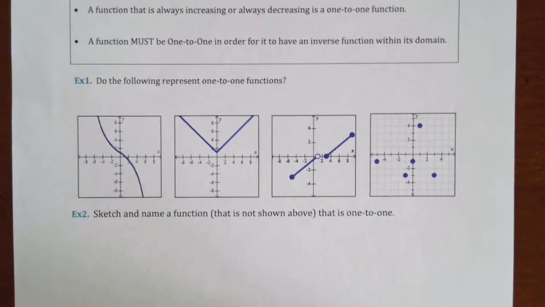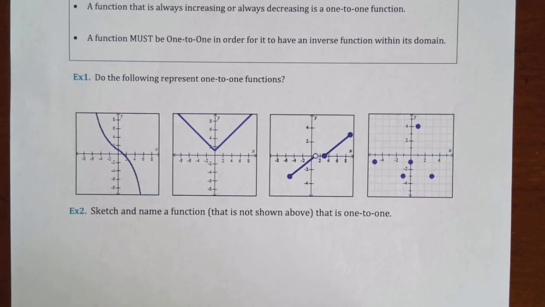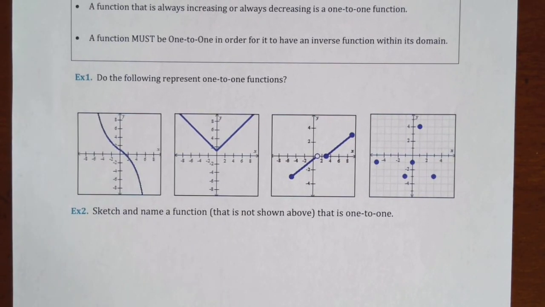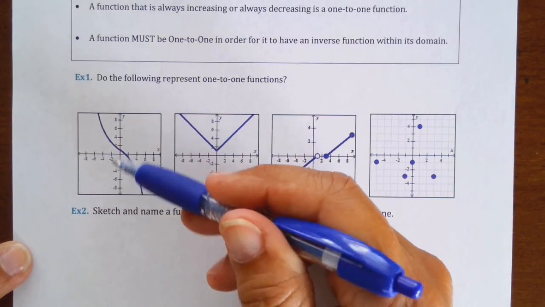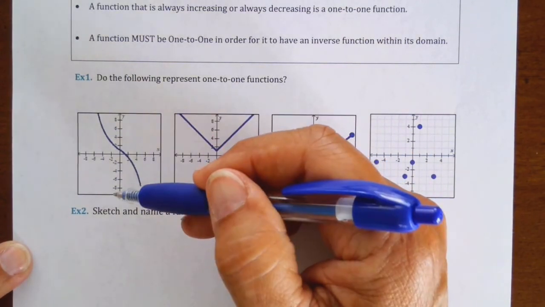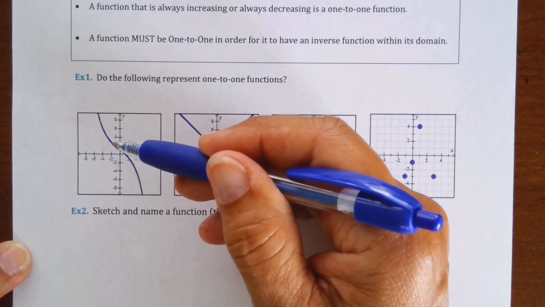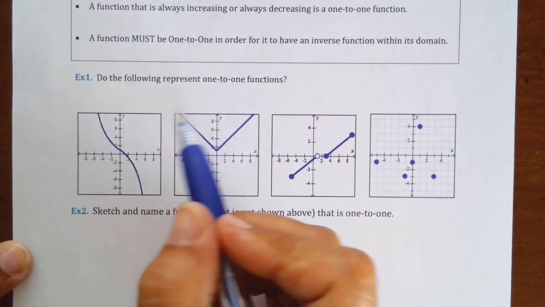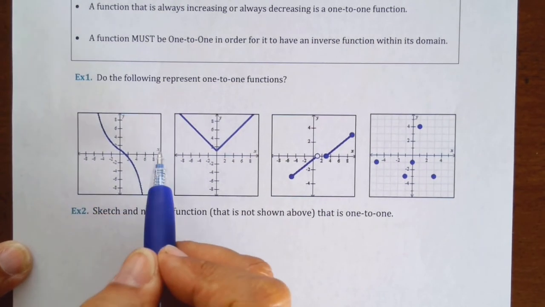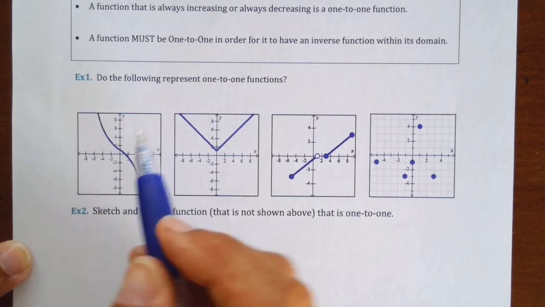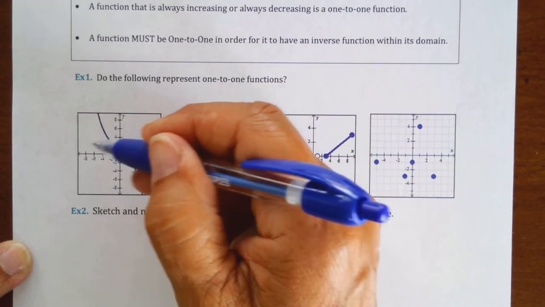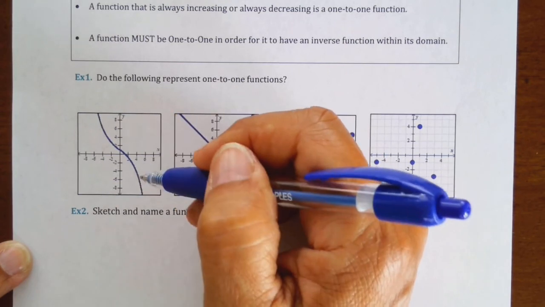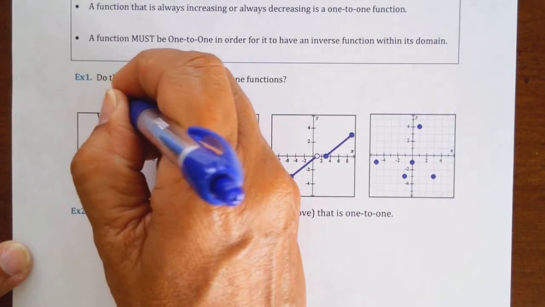The first example is giving you some pictures of graphs and asking if these are one-to-one functions. Remember, to be a function, it has to pass the vertical line test, which means your vertical line can't cross the graph in more than one place. Now, to be one-to-one, it also has to pass the horizontal line test. This graph is a cubic function, so it definitely passes the vertical line test. If you draw a horizontal line anywhere through it, it's still only going to cross the graph once. So this is a one-to-one function.